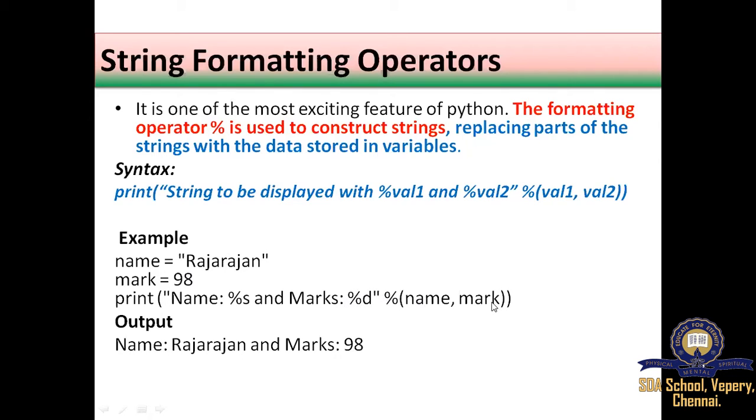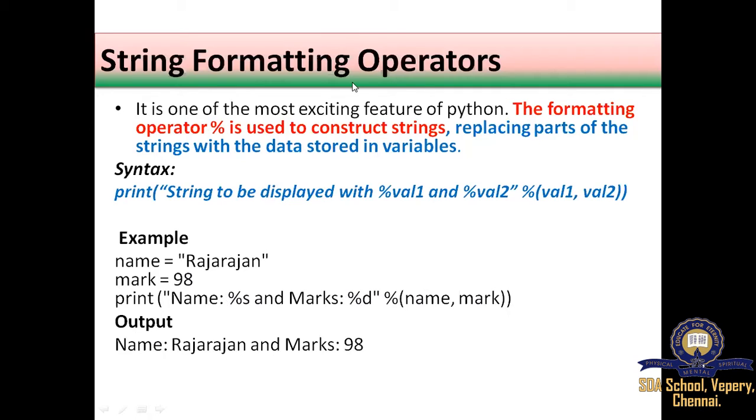These are the two variables used in your formatting operation: one is name and one is mark. Name contains string data, mark contains integer data. So a string should be represented in the formatting operation as %s, and an integer should be represented as %d. When you run this program, we will get the output like this: Name Rajarajan, marks 98. Clear?